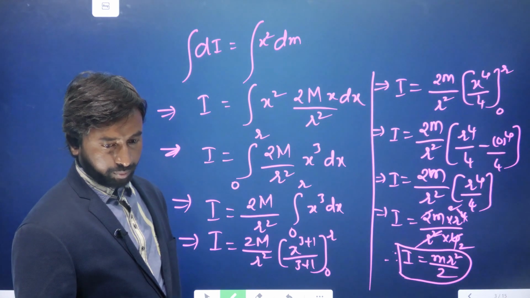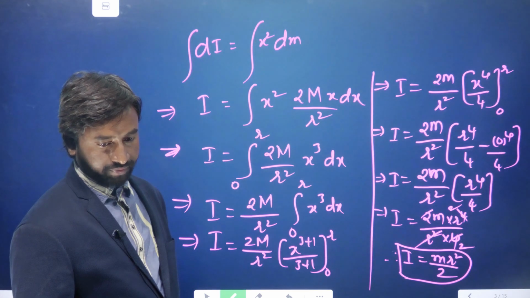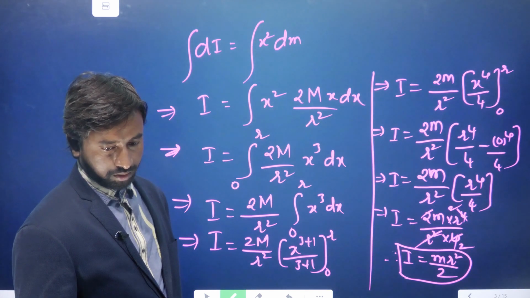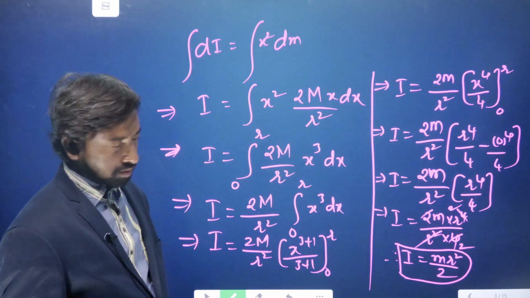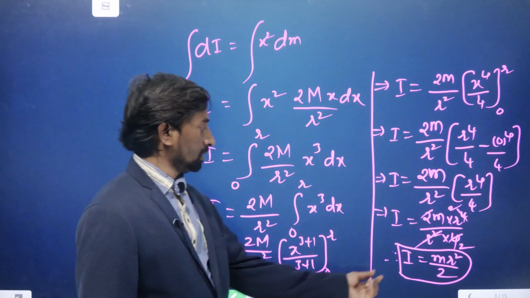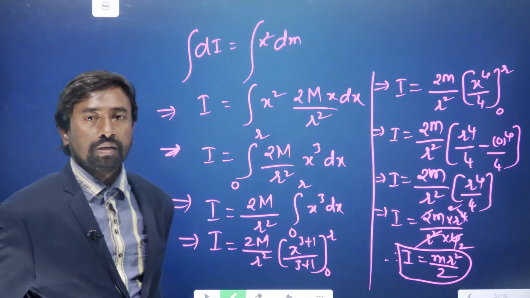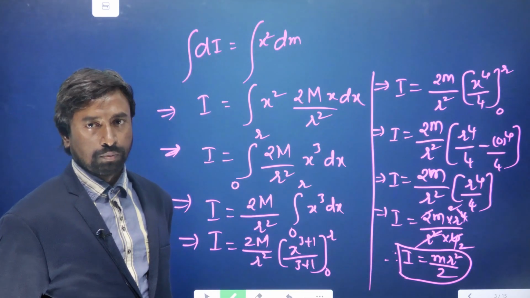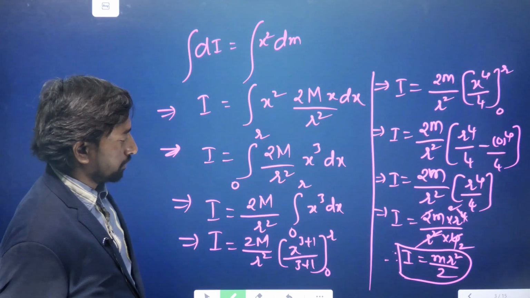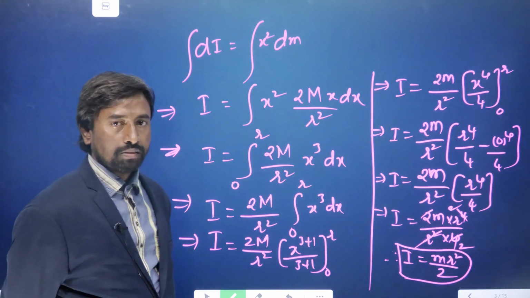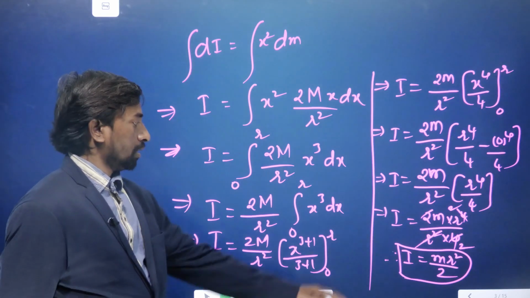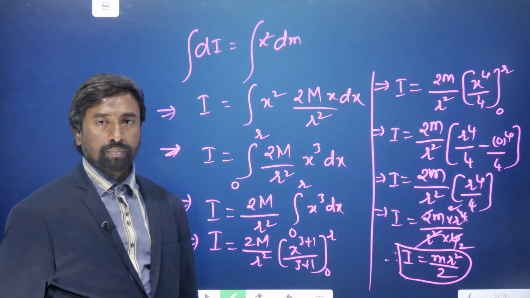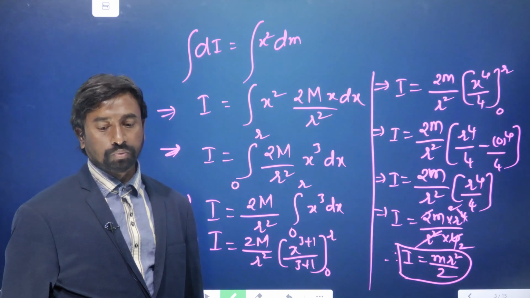Now we are going to find the moment of inertia of the spherical shell. Spherical shell is nothing but a hollow sphere. The circular plate is also called a disc. The moment of inertia of a disc about an axis passing through its center and perpendicular to its plane is MR square by 2.